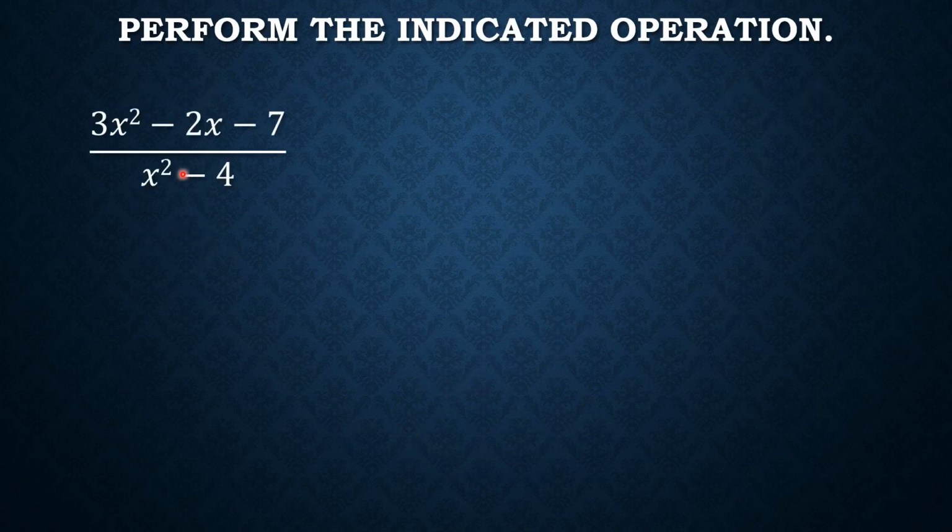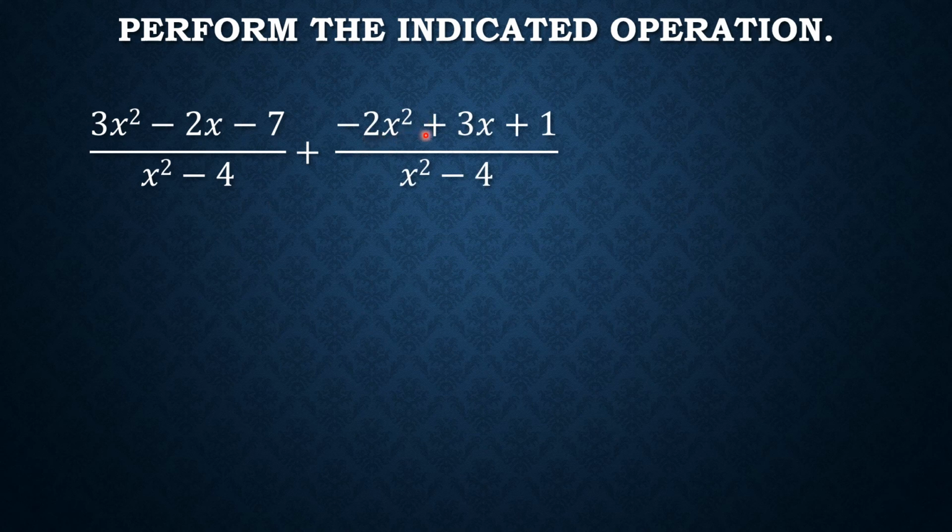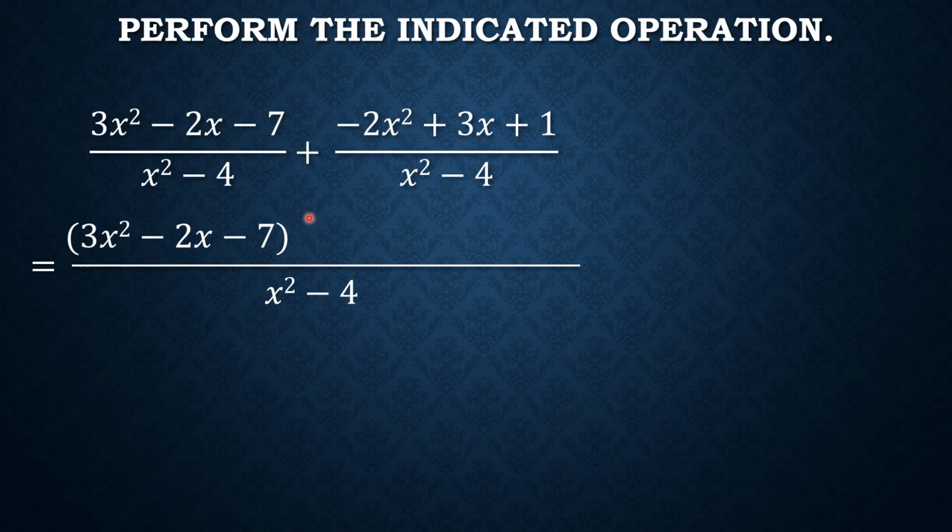Another example, let's say 3x squared minus 2x minus 7 all over x squared minus 4 plus negative 2x squared plus 3x plus 1 all over x squared minus 4. So same process. We observe that the two rational expressions have the same denominator. So copy the denominator. Next is to add the numerators. So this one, the numerator here, and then added to the second numerator.